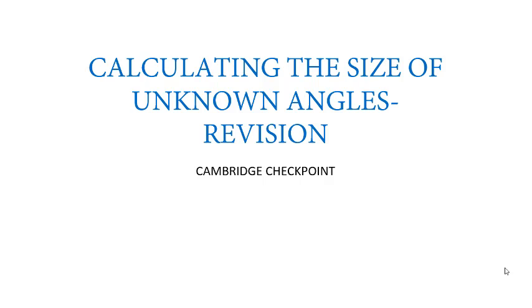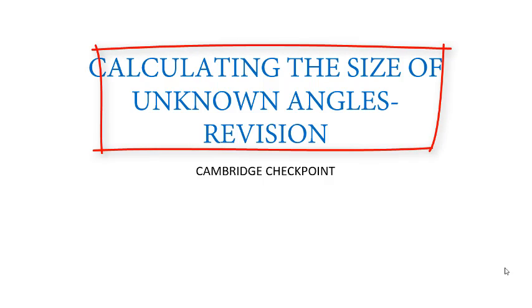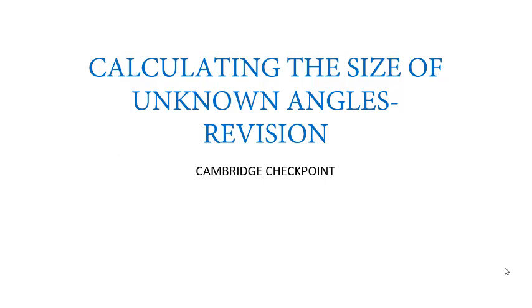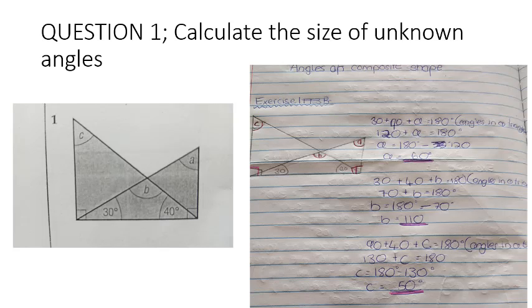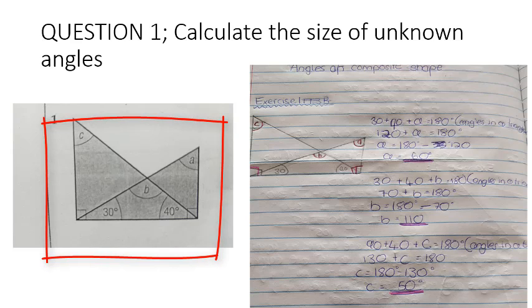Now here, let us revise what we discussed yesterday. Remember, yesterday I gave you two questions to find the size of unknown angles. Let us revise those two questions. So we are going to calculate the size of unknown angles. That is the revision.